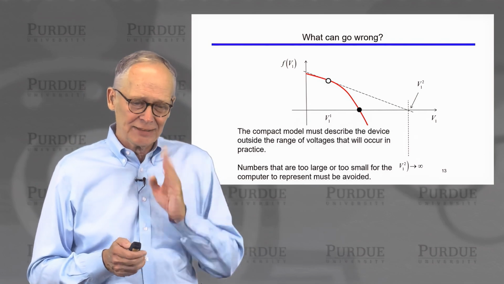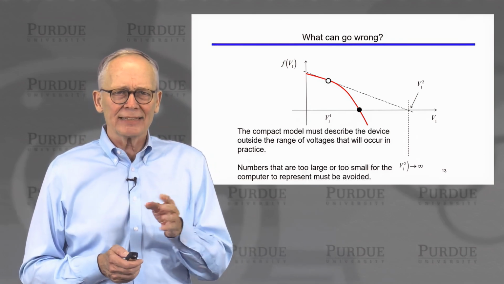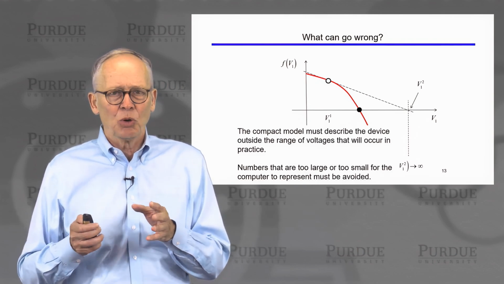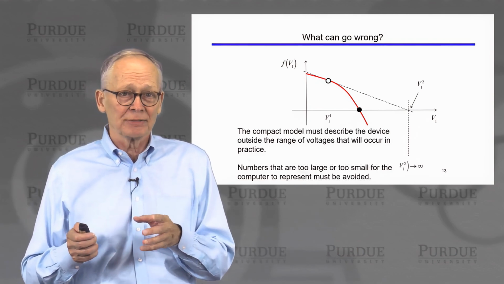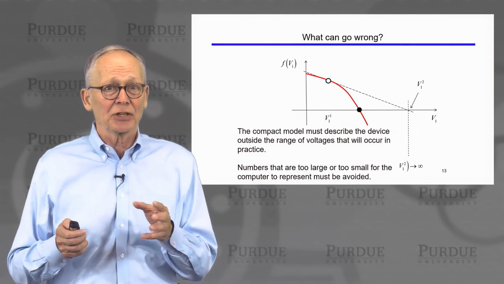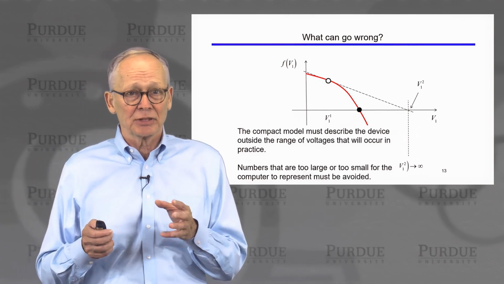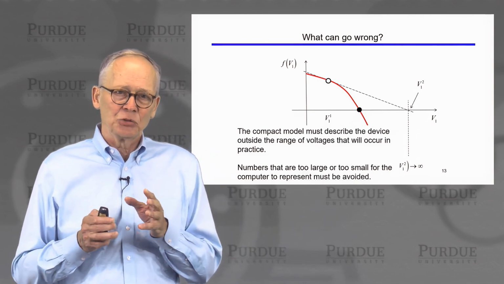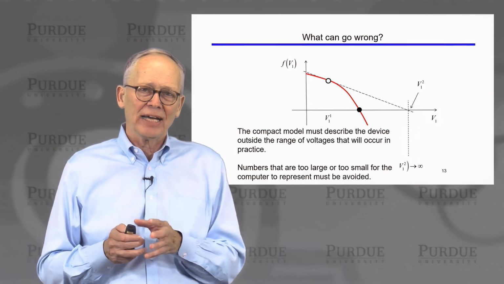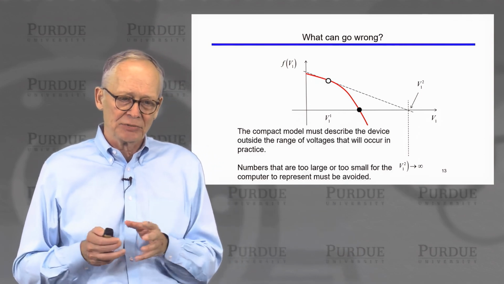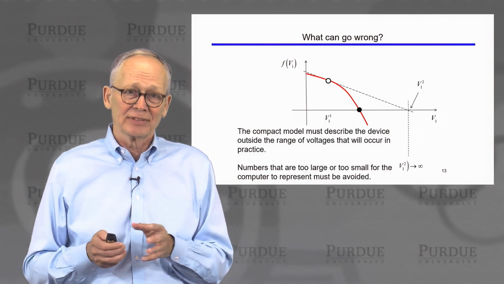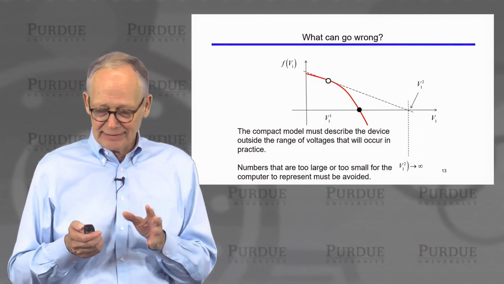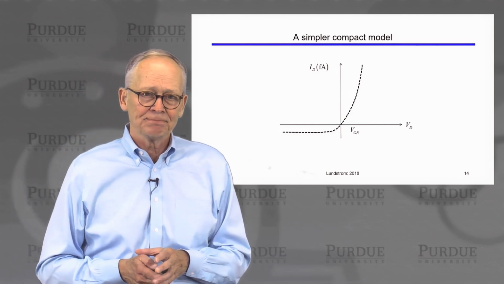One of the points here is that during this process, the internal voltages will bounce around to ranges that won't occur in practice in the actual circuit, but in homing in on a solution, they might occur during the numerical solution in the computer. So we have to make sure that the function is well behaved even outside the normal range of operation of the device. We have to make sure that numbers that are too large or too small for the computer to represent don't occur and stop the convergence process.